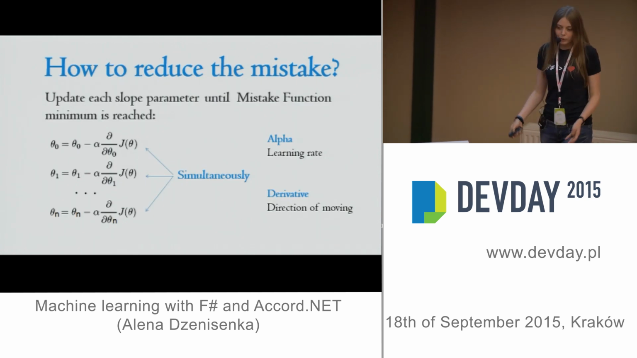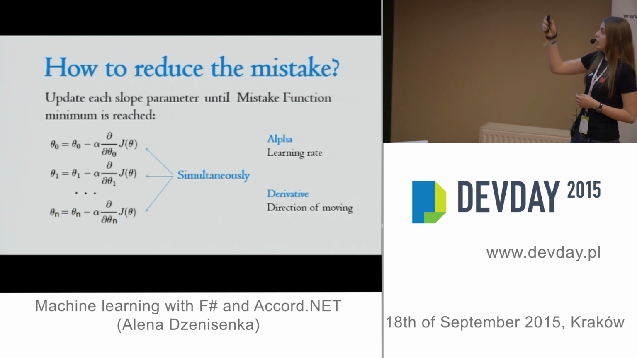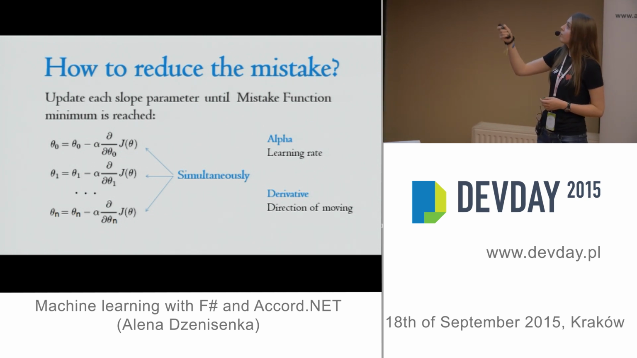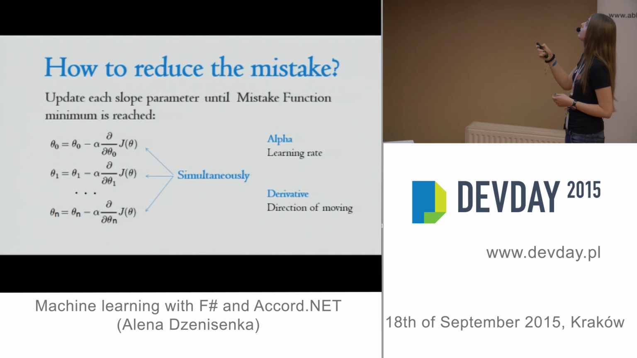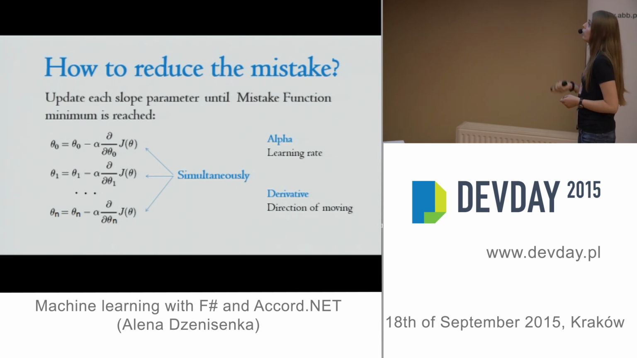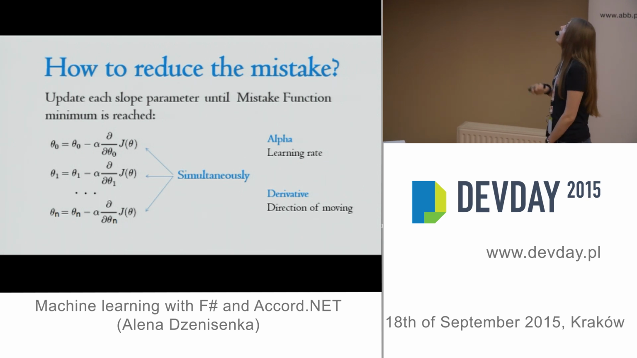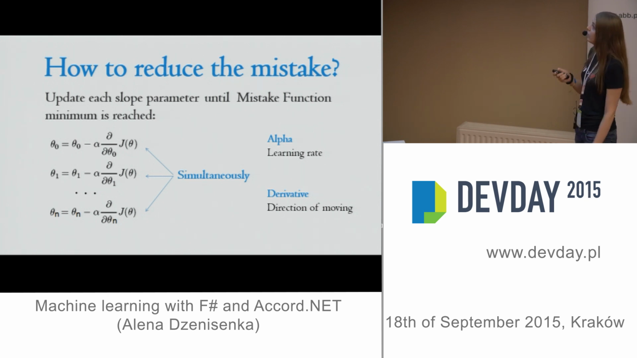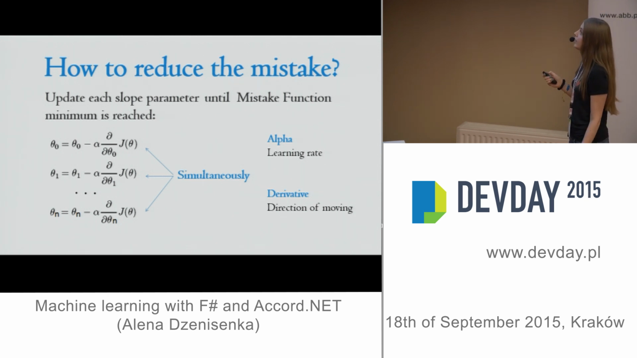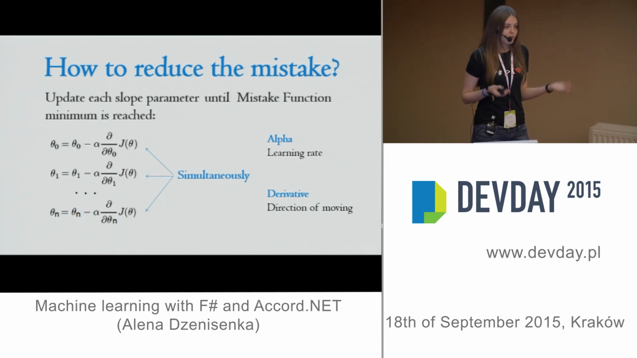So basically what we're doing, how are we moving? We are updating each of our parameters simultaneously. We're moving in the direction of the minimum. The direction is the derivative. So we're moving left if the derivative is positive, we're moving right if it's negative. And the learning rate is this alpha parameter. It's the size of our step. So we're doing it until we reach the minimum.